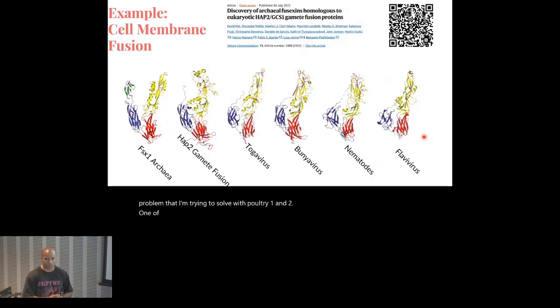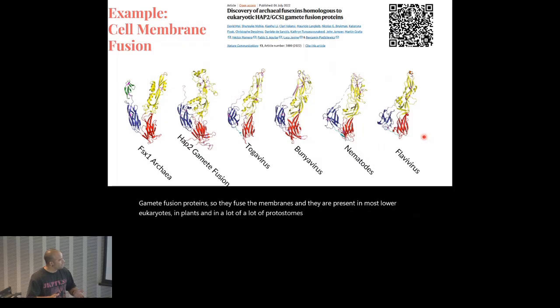One of the motivating examples that led me to explore structural phylogenetics and the evolutionary relationships between structures was this paper that was focused on gamete fusion proteins. They fuse membranes, and they are present in most lower eukaryotes and plants, and in a lot of protostomes. Presumed to be in Leica, and also present in a lot of different viral lineages. We were able to discover another lineage in Archaea and actually get it crystallized. And funny enough, to help us phase the crystal data, John Jumper actually helped on this paper.